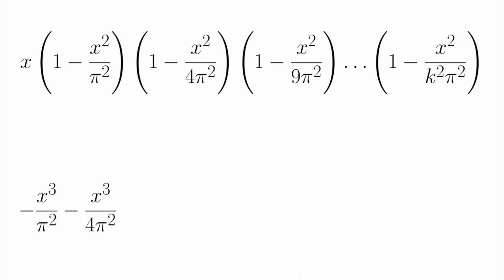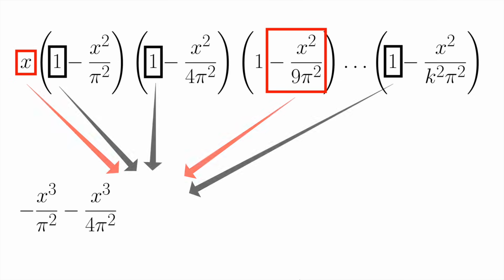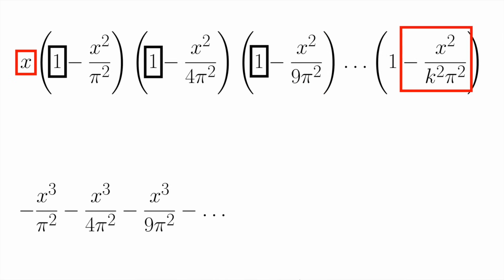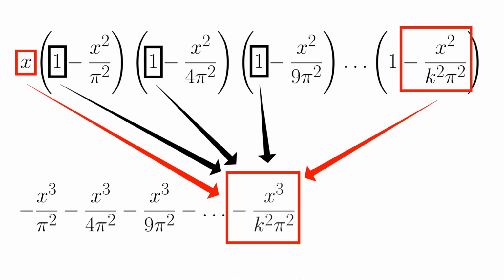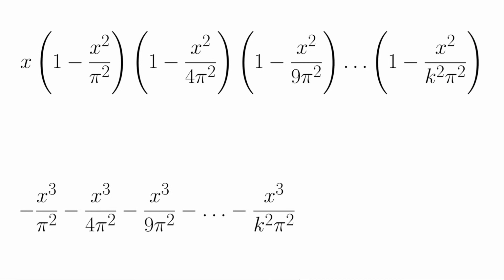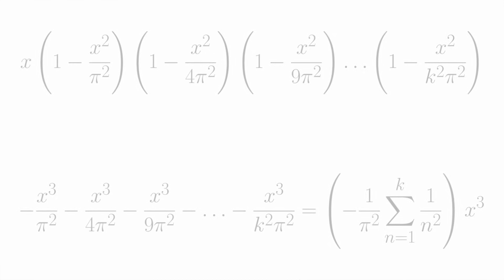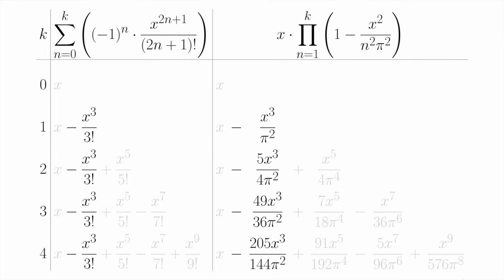Indeed, we're always going to get the minus x cubed over n squared pi squared term by taking the minus x squared over n squared pi squared, and all of the remaining ones. And that shows us why we get this sum that's closely related to the Basel problem as the coefficient of x cubed.